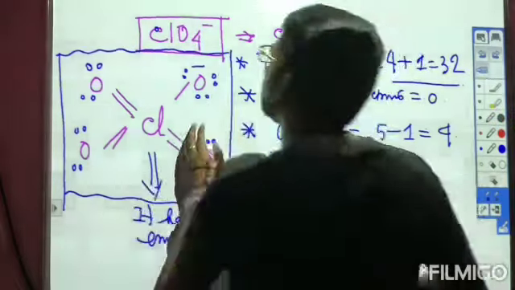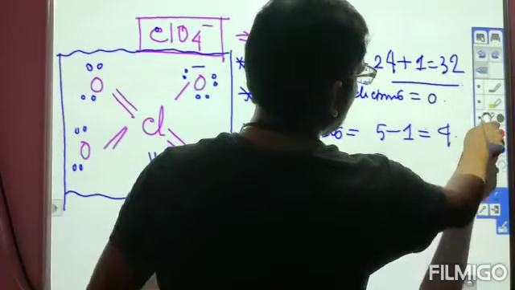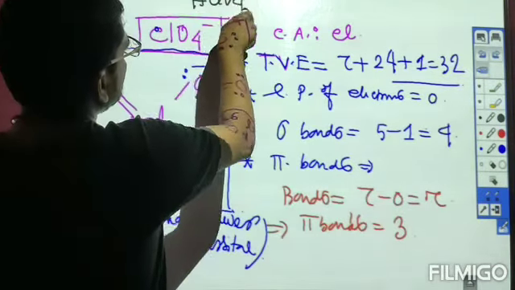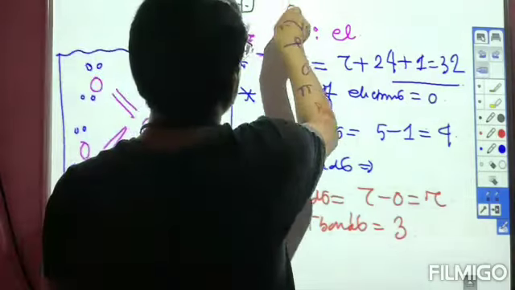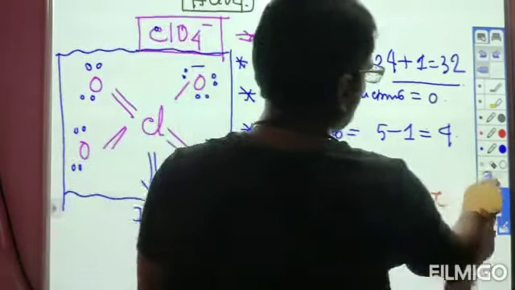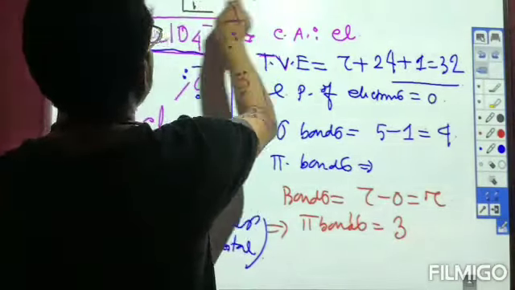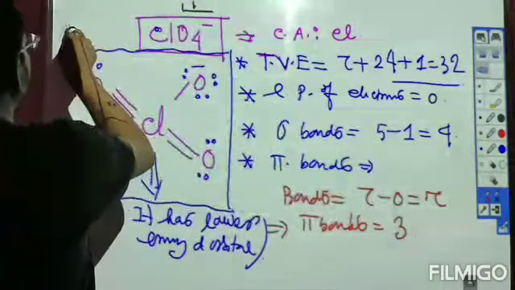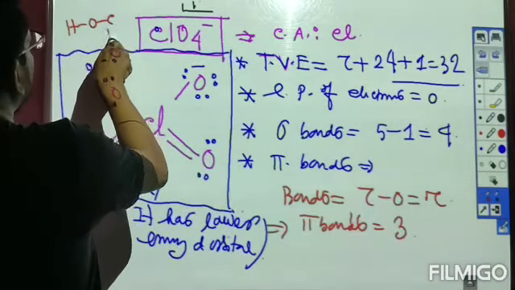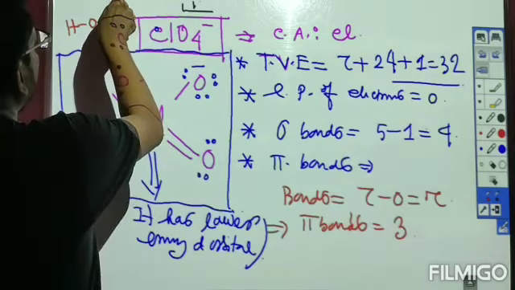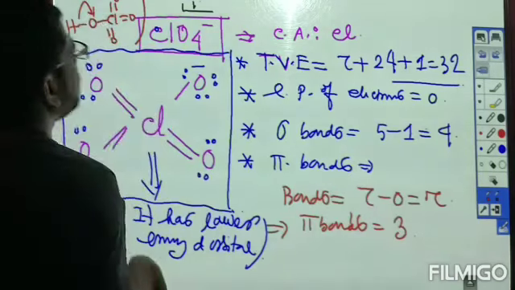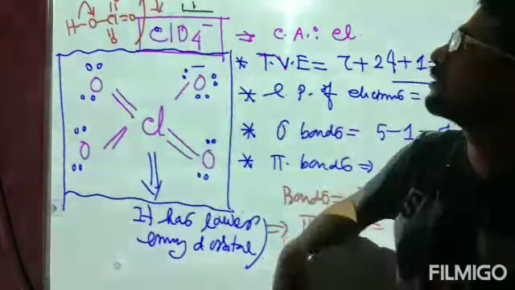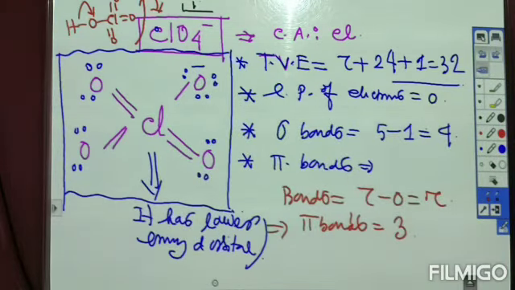Where does it come from? It comes from basically HClO4, perchloric acid. Let me draw it here. Perchloric acid: H, O, Cl double bonded O, double bonded O, double bonded O. This is the perchloric acid. This is an acid. It will release a proton and it will form ClO4 minus. This is the Lewis structure of ClO4 minus.